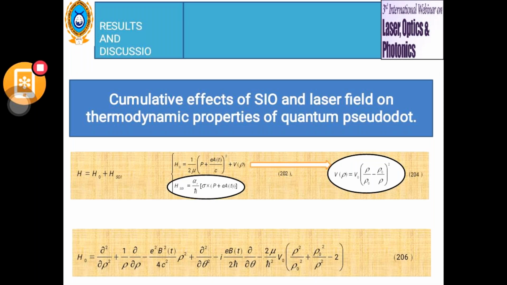Give the introduction. This is our Hamiltonian used to formulate our system. You have here H and A0. A0 is given by this expression, and H spin orbit interaction is given by that.